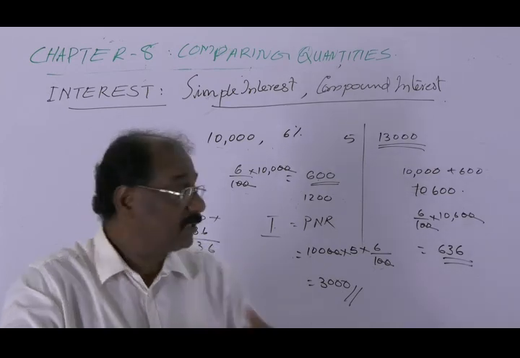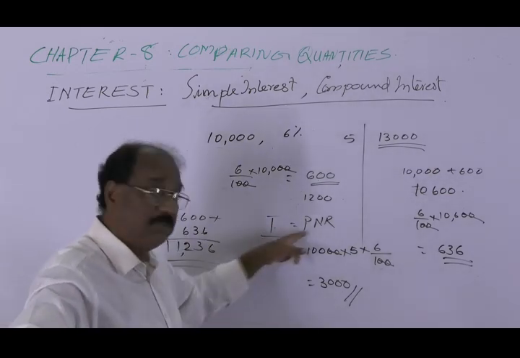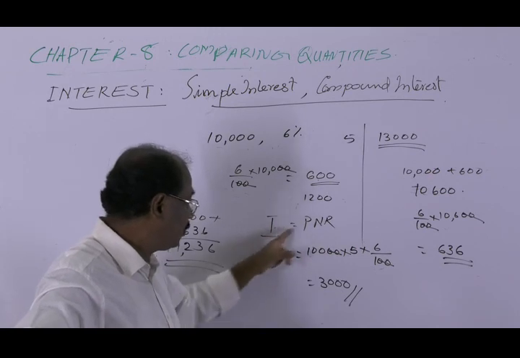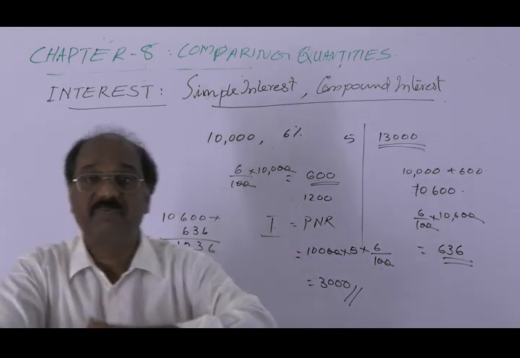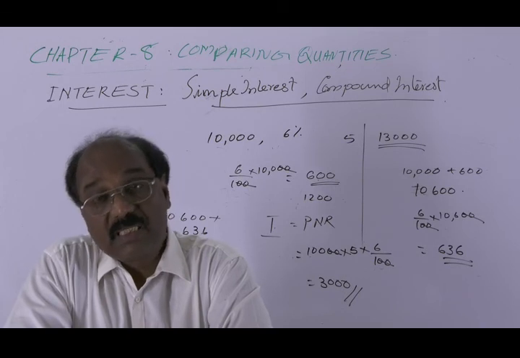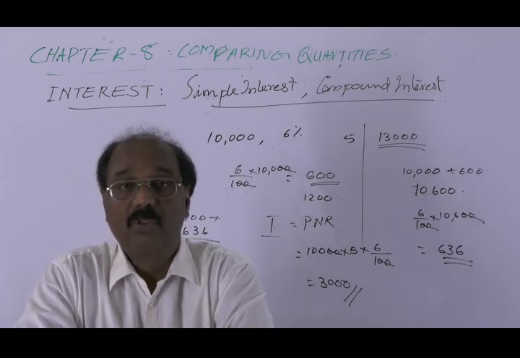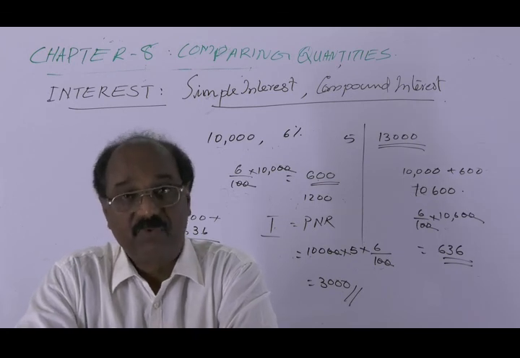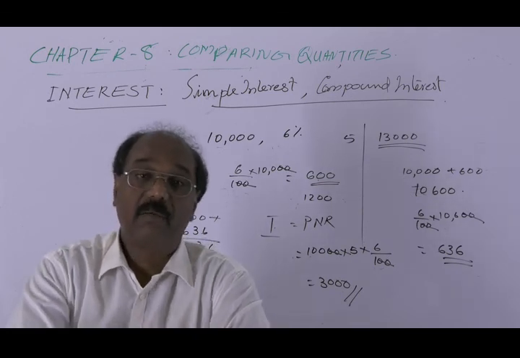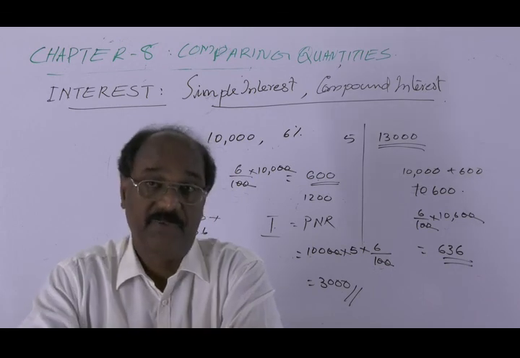And as in the case of simple interest, we have a formula I equal to PNR/100. We have a specific formula for the compound interest also. We will discuss that formula and examples in the next video.